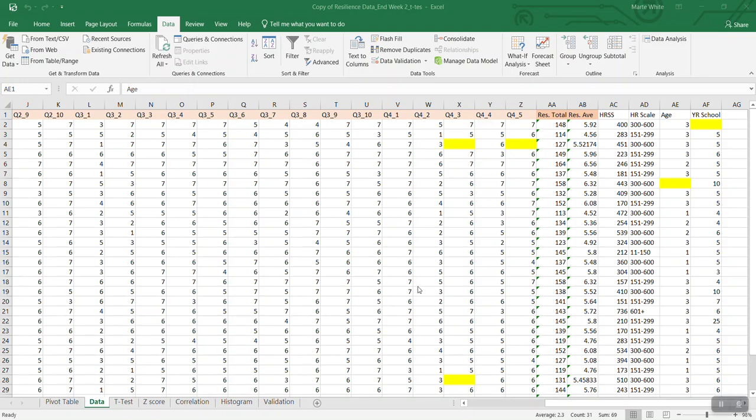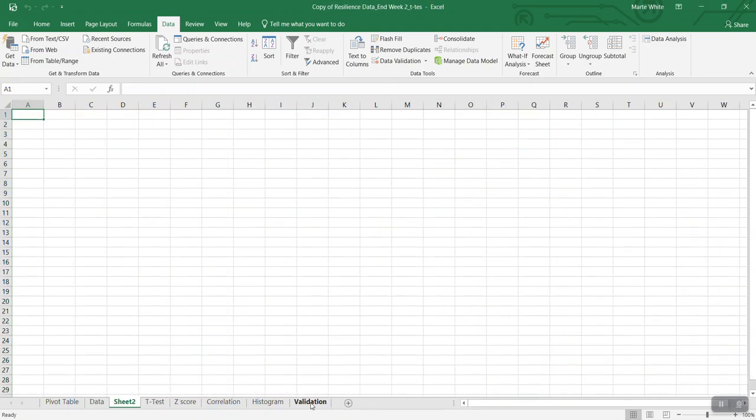For this video, I want to show you how to calculate the ANOVA, the analysis of variance with a single factor, for the resiliency scores for 3 groups. And to be able to do that, we are going to first create a new tab and double click and call this ANOVA.